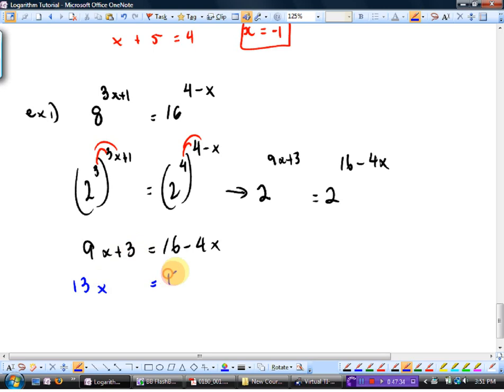I think you're going to get 13x equals 13, don't you? Minus 3 from both sides. X equals 1. This would probably appear as a multiple choice, non-calculator section question.